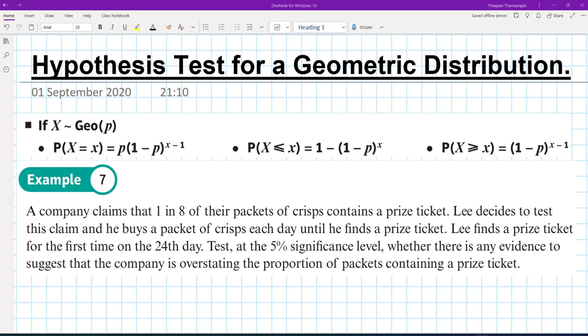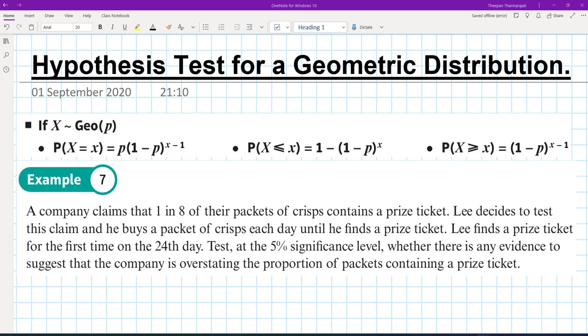So let's take an example of how we would do this. Example 7 here. A company claims that 1 in 8 of their packets of crisps contain a prize ticket. Lee decides to test this claim and he buys a packet of crisps each day until he finds a prize ticket. Lee finds a prize ticket for the first time on the 24th day. Test at the 5% level of significance whether there is any evidence to suggest that the company is overstating the proportion of packets containing a prize ticket.